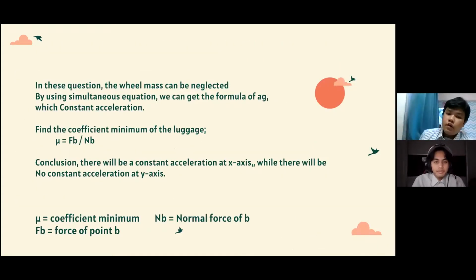After finding all the forces and the constant acceleration, we can also use the formula to find the coefficient of friction of the luggage, which is mu equals force B divided by normal force B. In conclusion, there will be a constant acceleration on the x axis, while there will be no constant acceleration on the y axis. I think that's all from me.